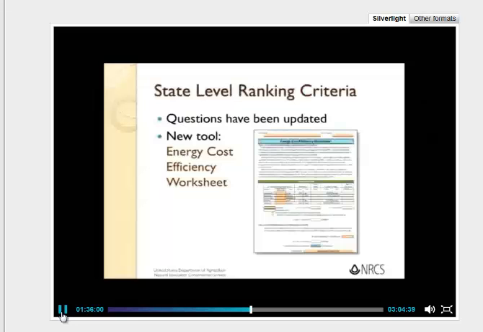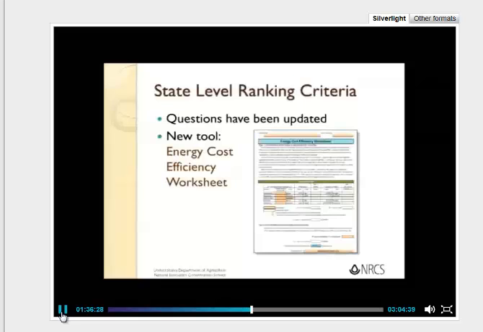Question 5 is another one that is different this year. Last year, we were looking at evaluating the benefits of energy. We didn't really provide a way for you to determine that. We left it up to you, so we assumed that there were quite a few different systems out there. This year we have a worksheet that should help you. It's very simple to use. It's the Energy Cost Efficiency Worksheet.